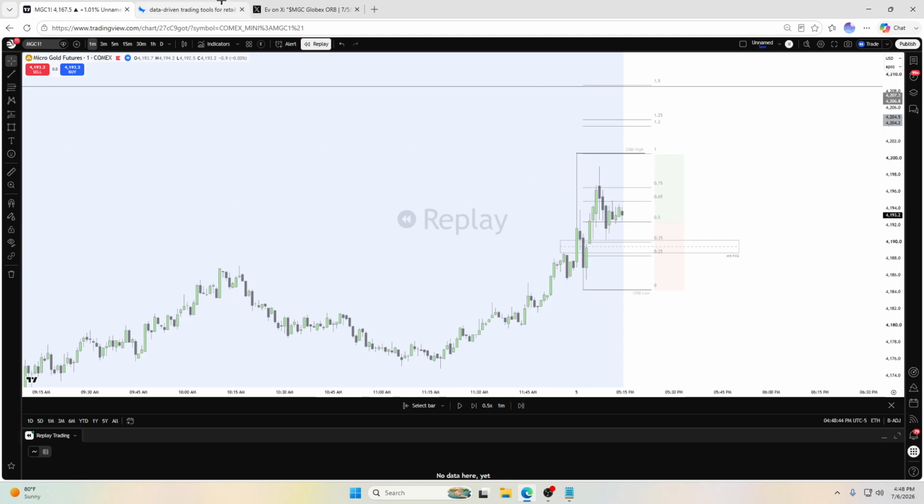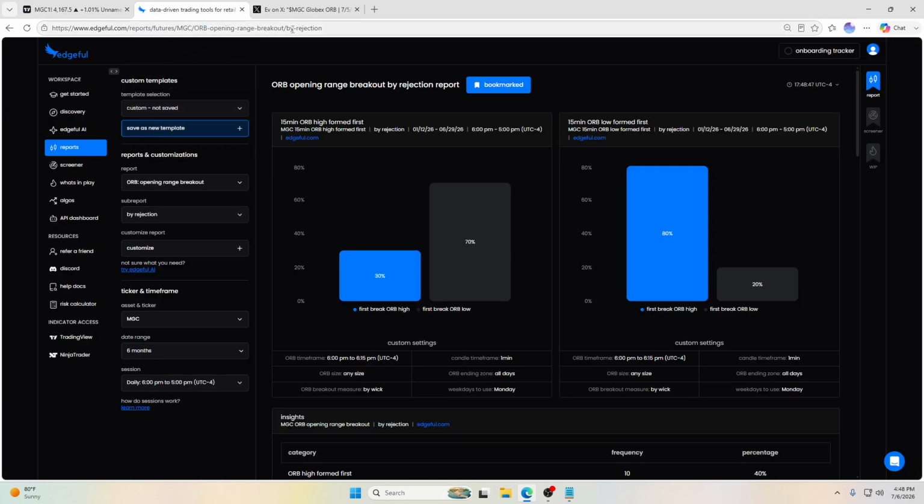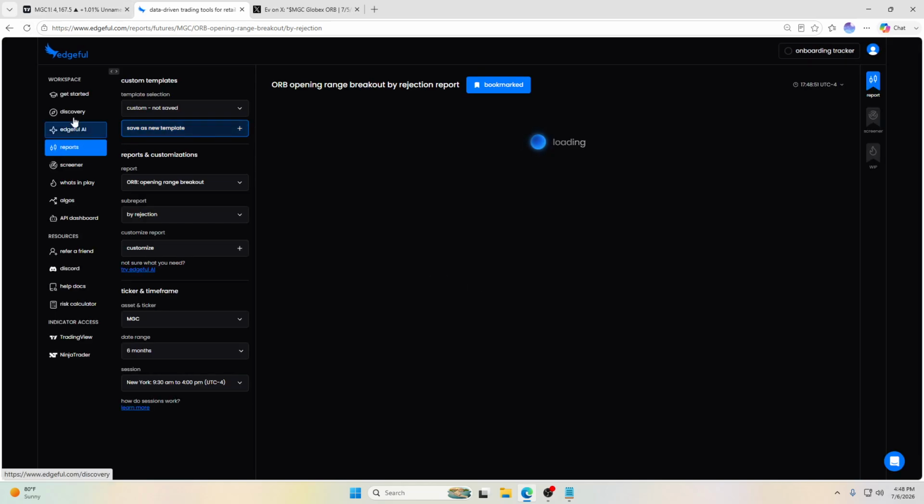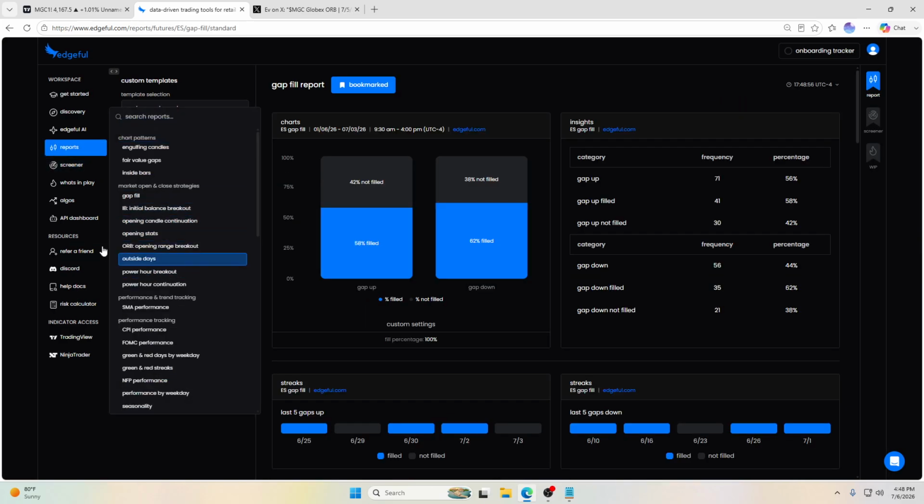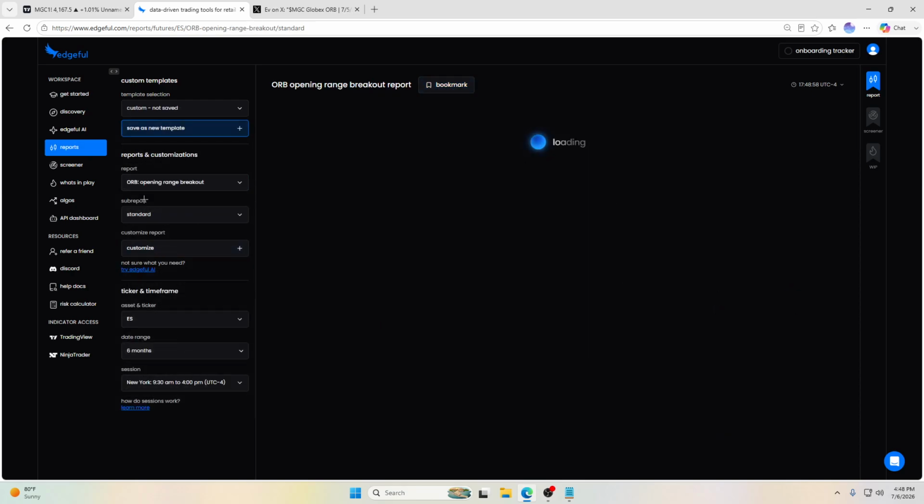And this is where we have Edgeful come into play. So we go into Edgeful and we're going to go to the report section here. I'll reload it for you guys. We're going to go to the get started report section here. Change the report to opening range breakout, ORB. We're going to change the sub report to buy rejection.